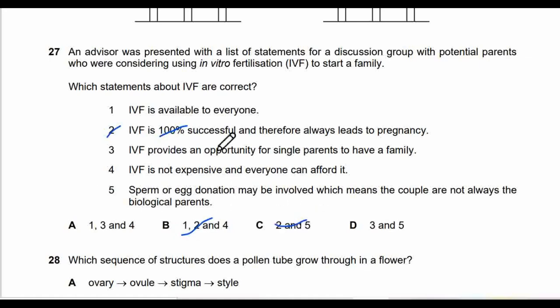Now, IVF provides opportunity for single parents to have a family. This might be correct. IVF is not expensive and everyone can afford. No, IVF is still very expensive. So our only option is D, 3 and 5. So 3 is correct. 5, sperm or egg donation may be involved, which means the couple are not always the biological parents. So 3 and 5 will be correct for 27.